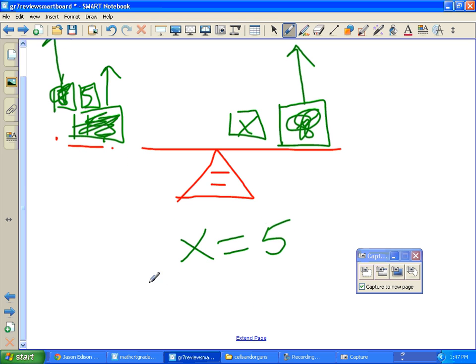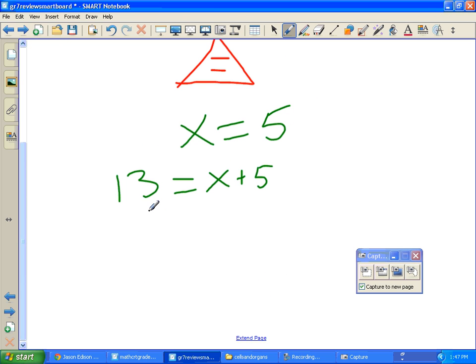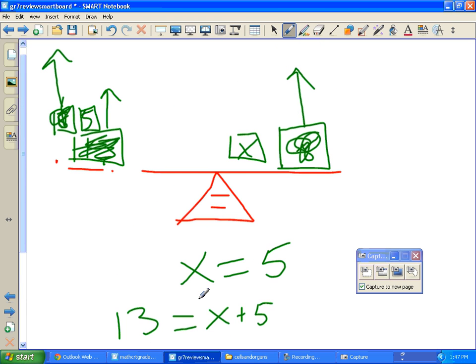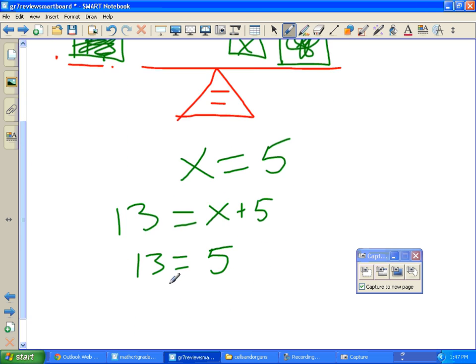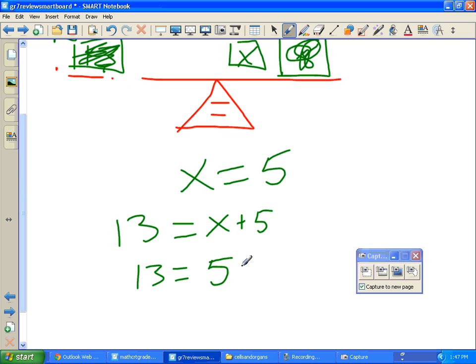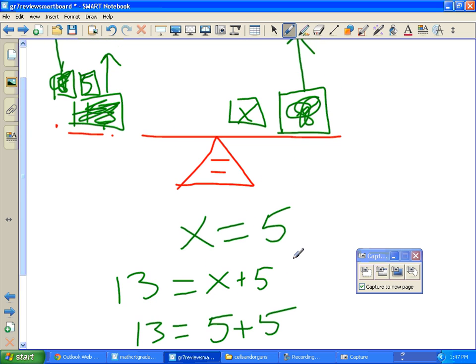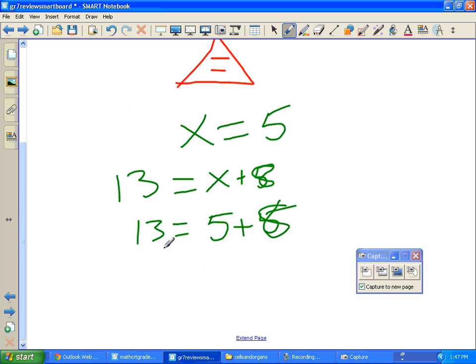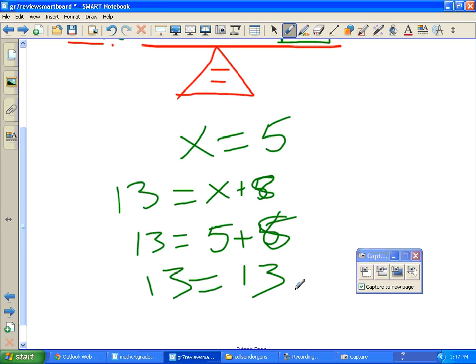Now, to verify the solution, all that simply means is you plug your answer back into the problem. So here was our problem. 13 equals x plus 5. Now let's work that out. Remember what x is? Sorry, not x plus 5, it was x plus 8 was our equation. See how easy it is to get it wrong. So 13 equals 5 plus 8, so 13 equals 13 on both sides.